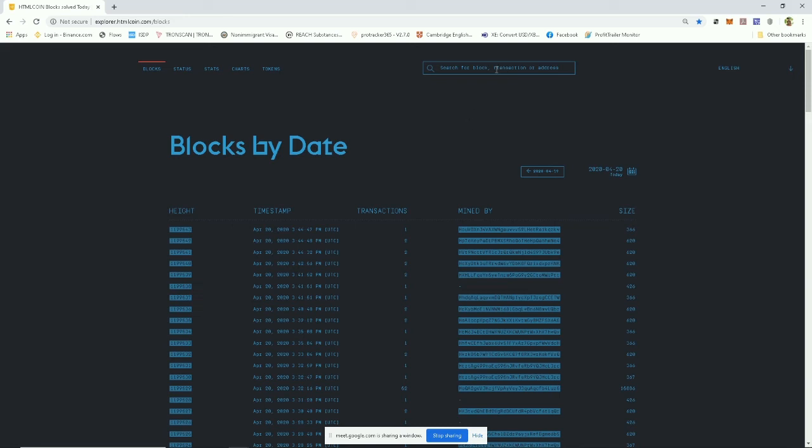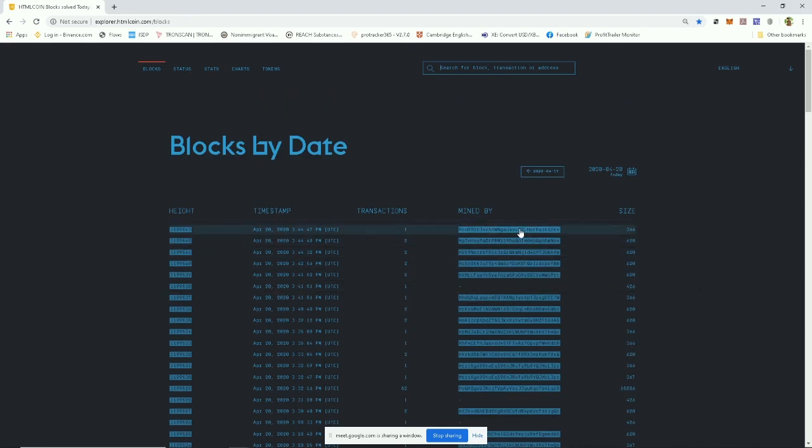So search for a block. Technically I can put an HTMLCOIN address here. This is the Althash blockchain block explorer. Any HTMLCOIN or any of the tokens on the Althash blockchain can be viewed from our block explorer. When you do a transaction on the blockchain, you get a transaction hash. You would paste that in here, and that would give you the details of the transaction.